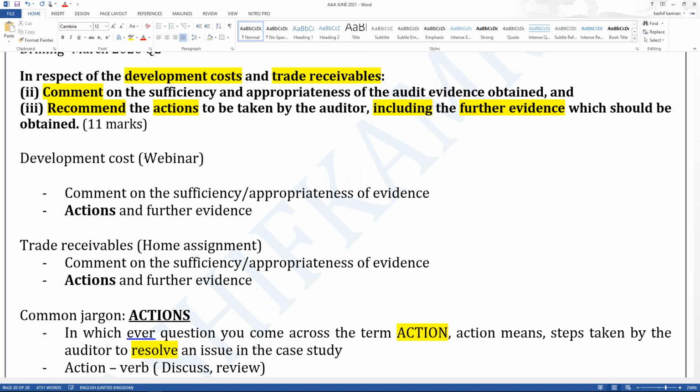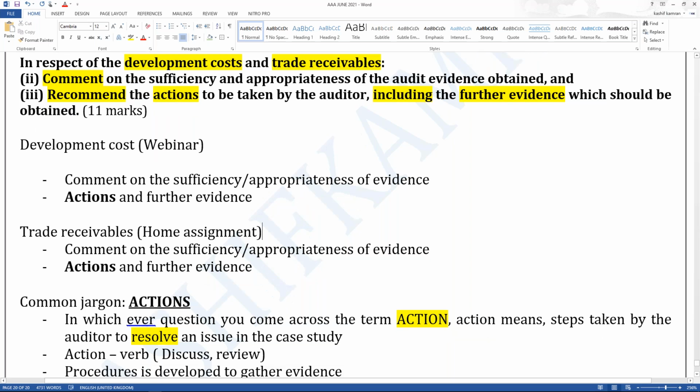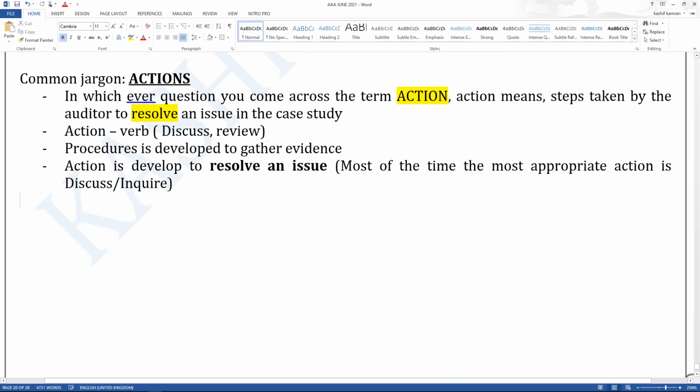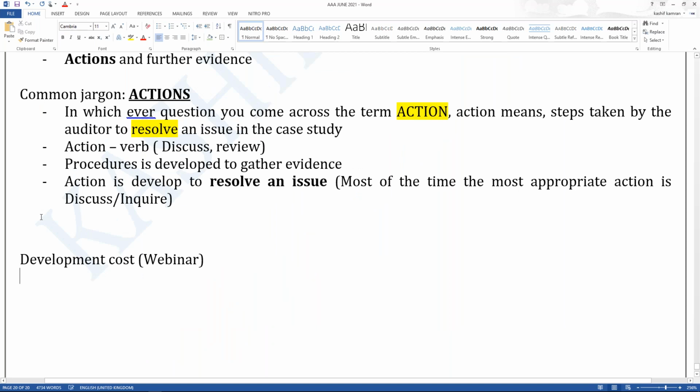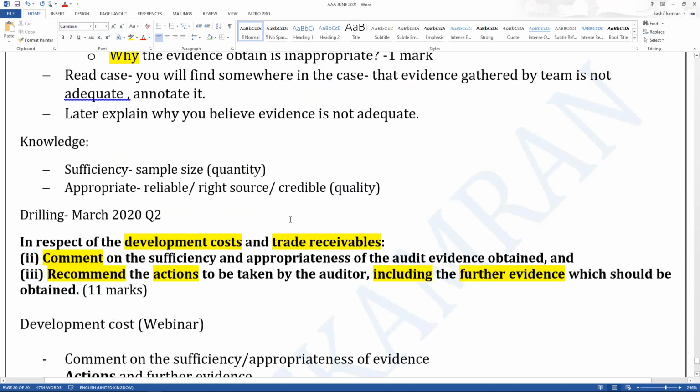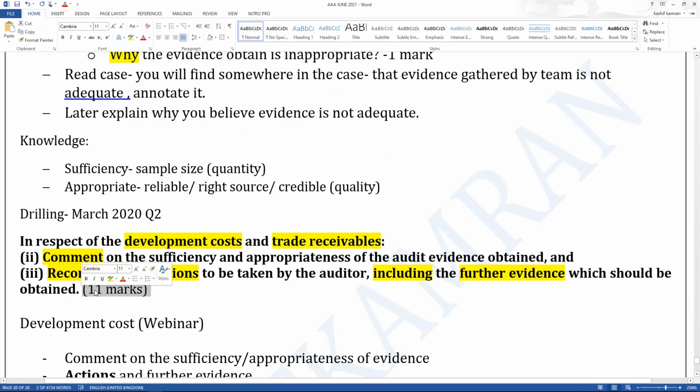So let me do a drilling on comment, actions, and further evidence. Let's start the journey. Okay, so I am working on the development cost in the webinar. How many marks do I have in total? 11. Is the examiner saying marks are split? No. The examiner is saying you have a total of 11 marks. Now it's up to me. I can consume more marks in development cost and less on trade receivable. For example, I write 7 marks on development cost and 4 on trade receivable. I can do that, right? Because the examiner is not binding me.